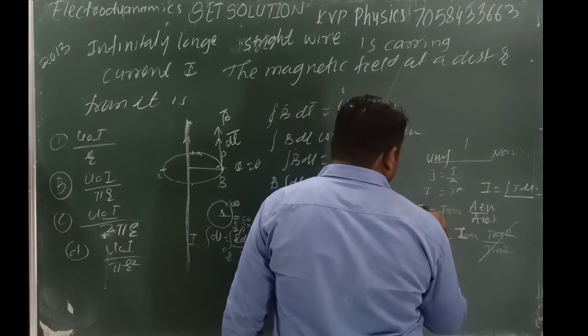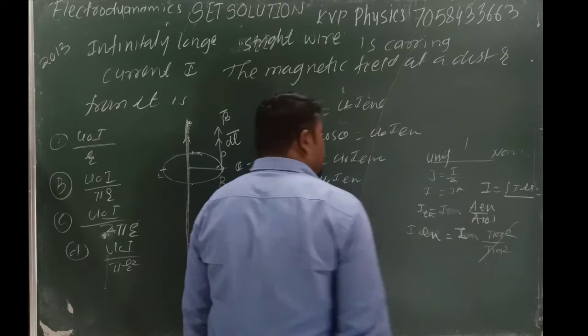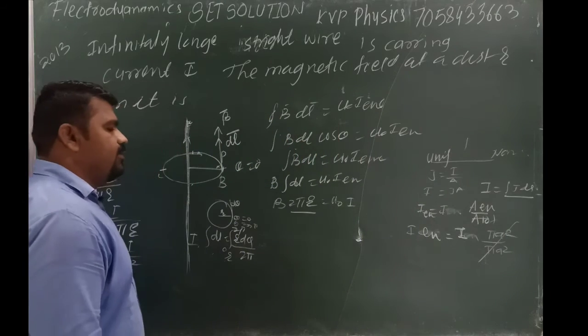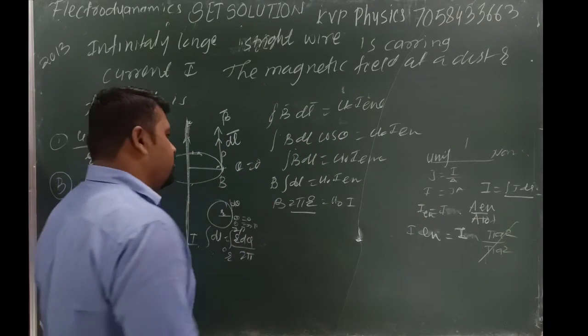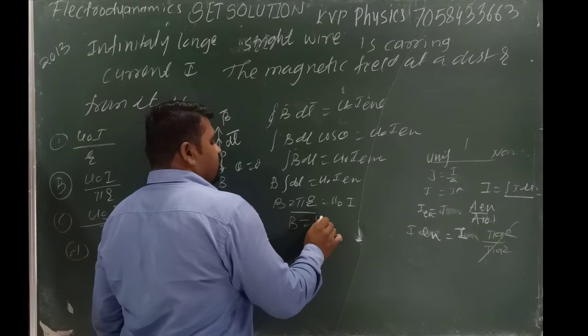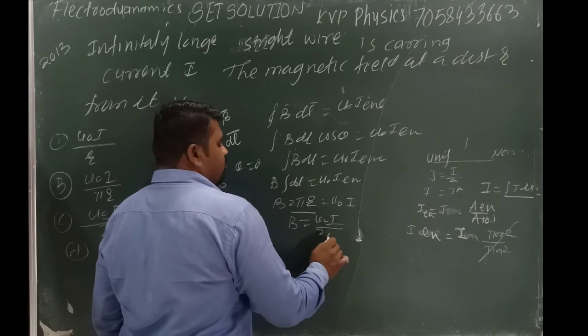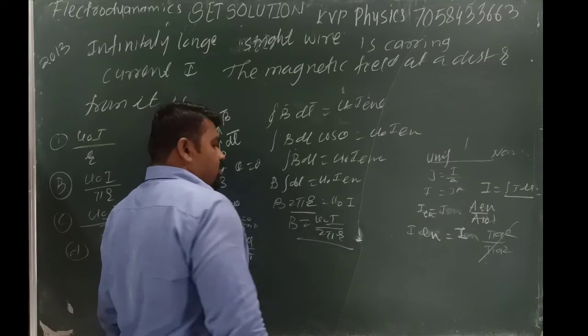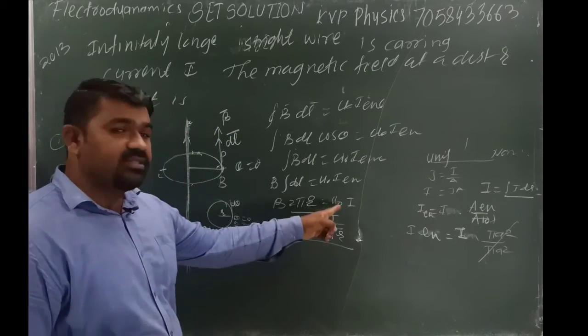We have to find out I enclosed. I enclosed is equal to I into A enclosed upon A. Got it? It means 100% is covered. Then B is equal to mu naught I upon 2 pi R. Mu naught I upon 2 pi R. Okay. Got it? This idea.